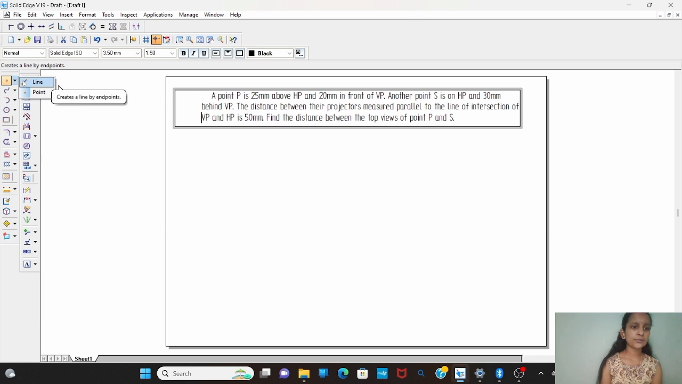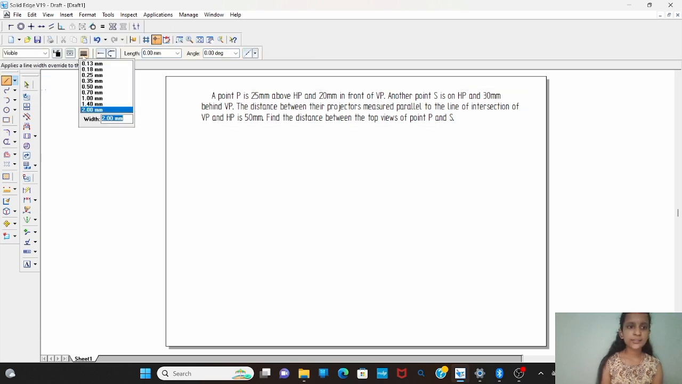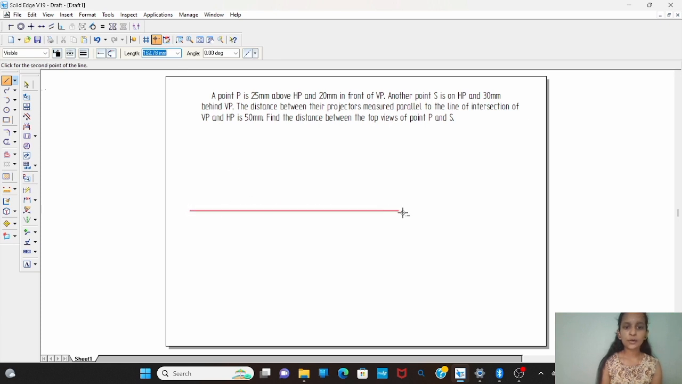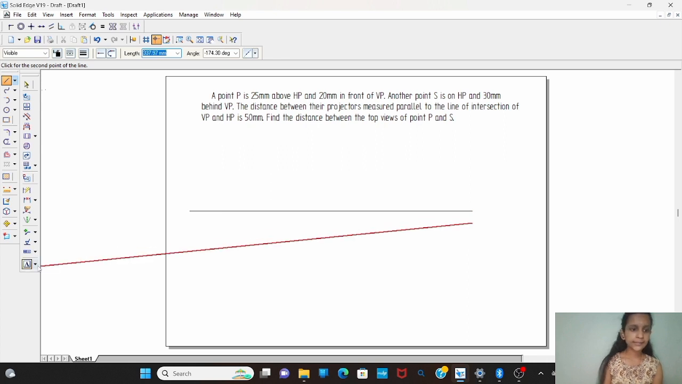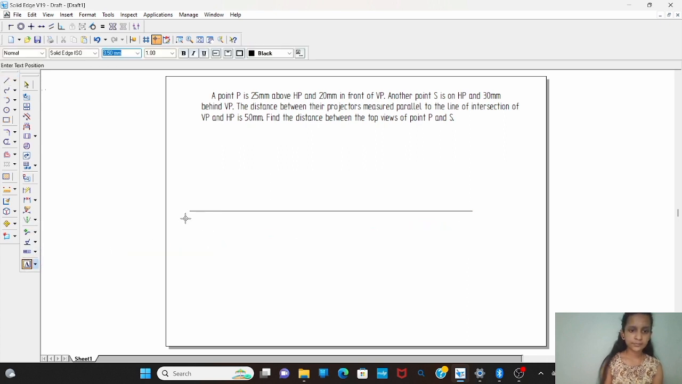Initially, select the line option. I am drawing the XY line, so it should be of thickness 0.35 mm. Let me draw one XY line. Select the text option. Name it as X and Y.